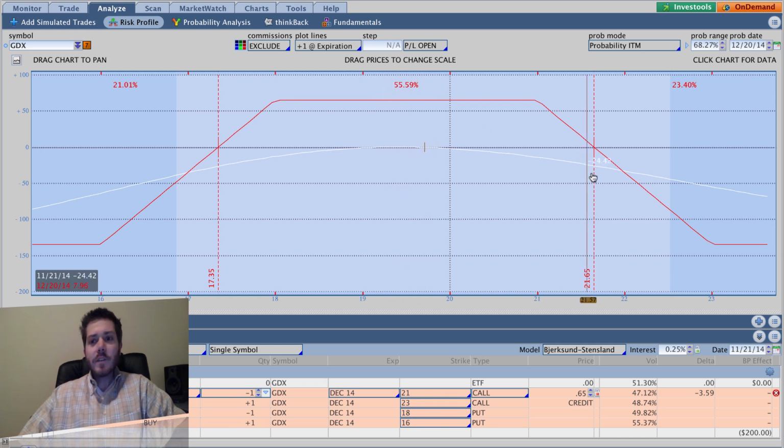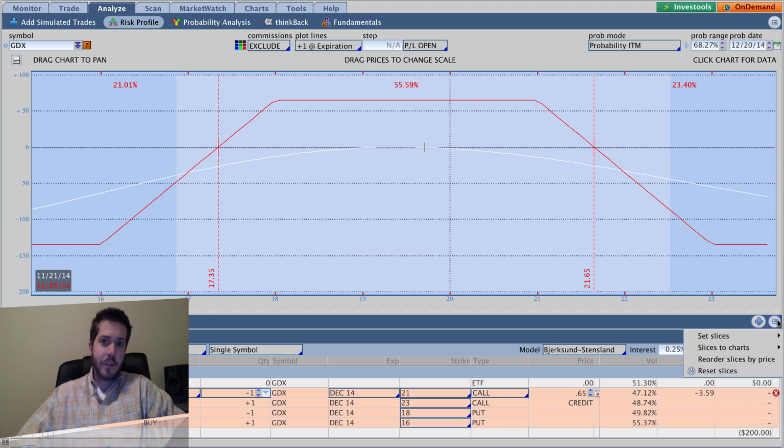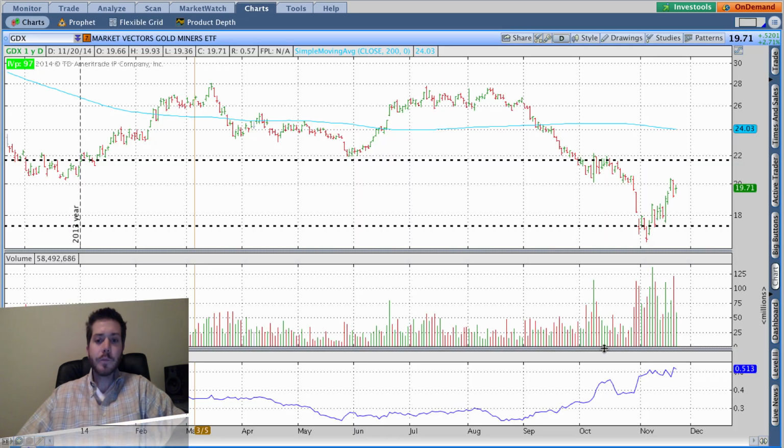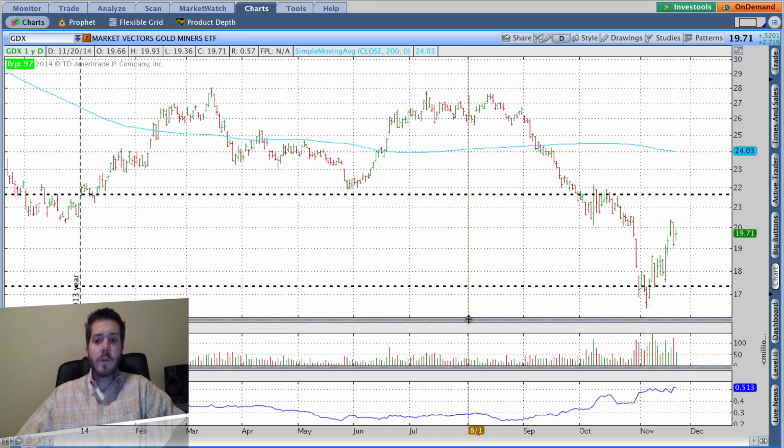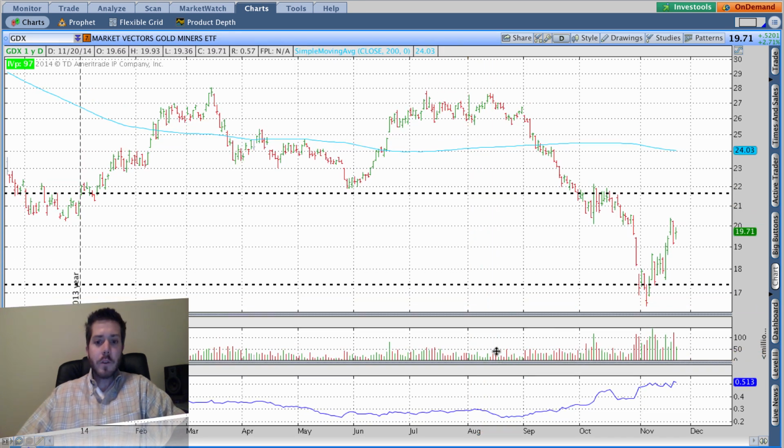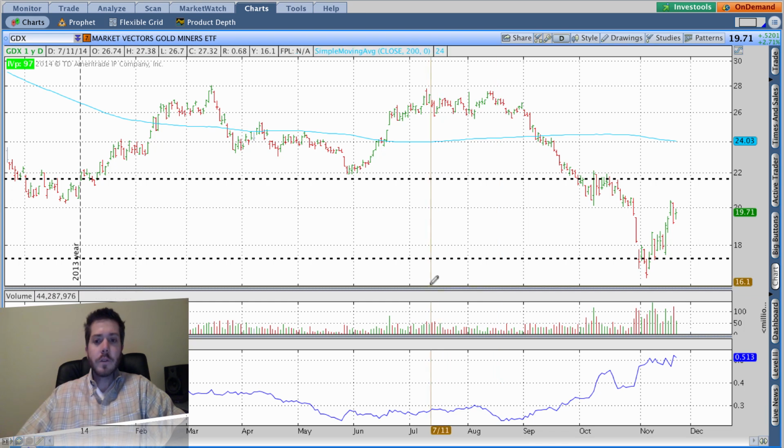The last thing I like to do here is get a visual of what these break-evens look like on the chart. All you have to do is go here to that Actions menu again, hit this Slices to Chart, or just hover over it, and then left-click the top left square. That automatically puts your break-evens on the chart. Let's expand that price chart a little bit and bring this volatility chart up a touch.